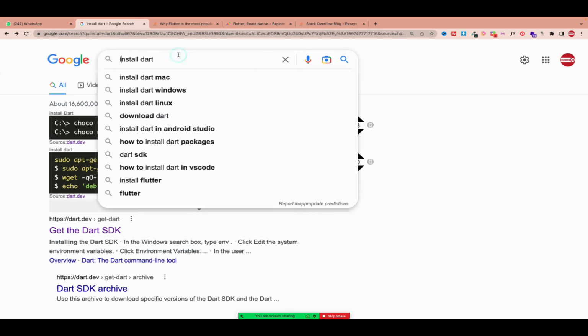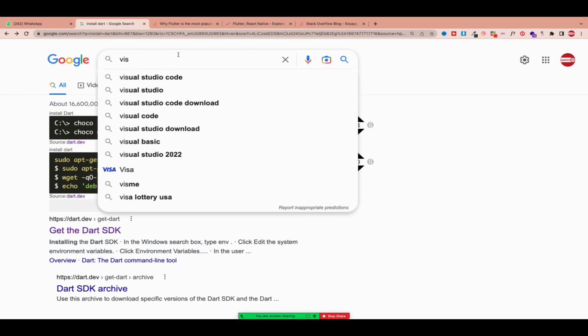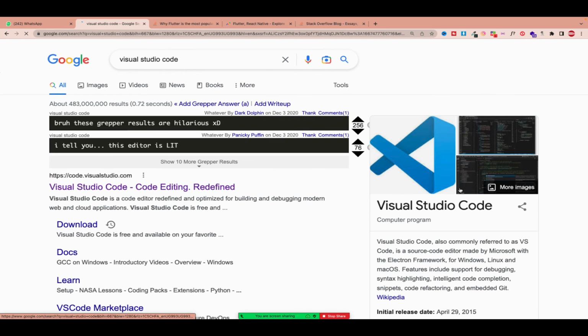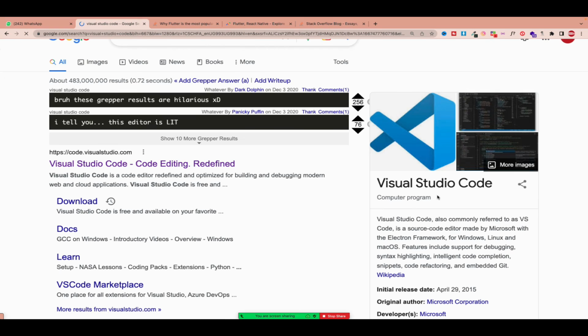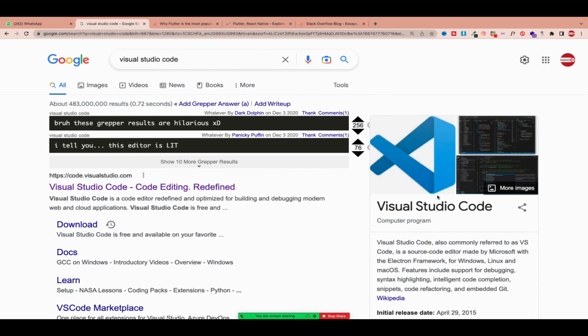You install, then the next thing that you install is the text editor. The text editor that we're going to use is Visual Studio Code. Okay. So Visual Studio Code will help us to organize or to write our code with simplicity. So go ahead and install Visual Studio Code.